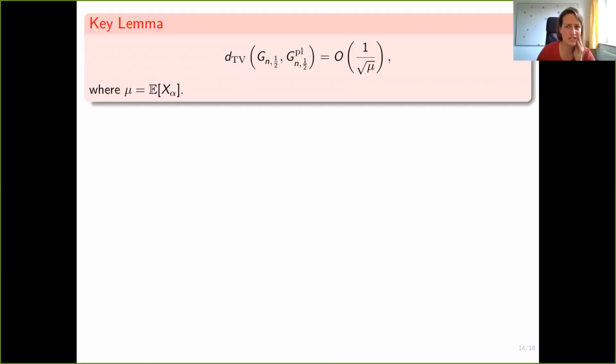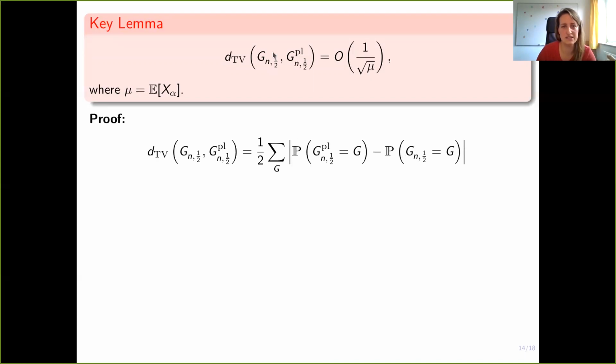Well, it turns out we can actually work this out explicitly. So we can work out what the total variation distance between these two random graph models is. For discrete random variables, and by random variable I now mean the random graph, the total variation distance can be defined like this. You write 1/2 times the sum over all values the random variable can take. In this case, a value of the random variable is a graph on n vertices. So you write a sum over all graphs on n vertices.